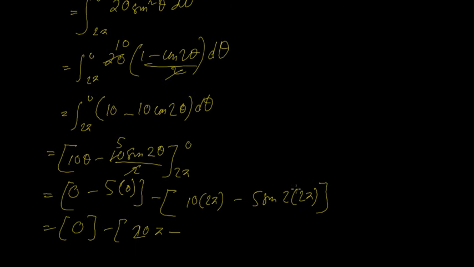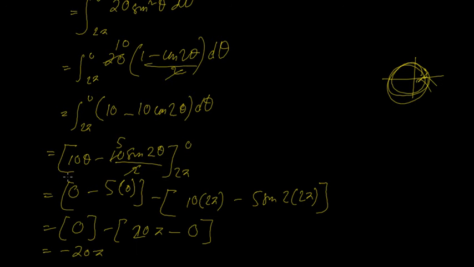Now it doesn't matter what is 2 pi or 4 pi, it means it is just rotating here. So sine 2 pi is 0, that means sine 4 pi would also be 0. This is 0. So the answer is minus 20 pi.